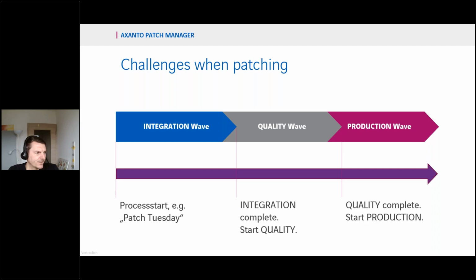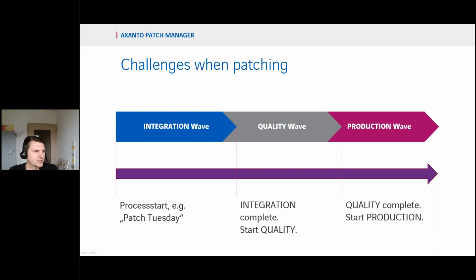It's always like, okay, Patch Tuesday starts and there are new updates. What do we do then? Are they stable? Can we deliver them to the productive system? So we have implemented best practices in our product so that we have different waves, starting with Patch Tuesday. It's definable.